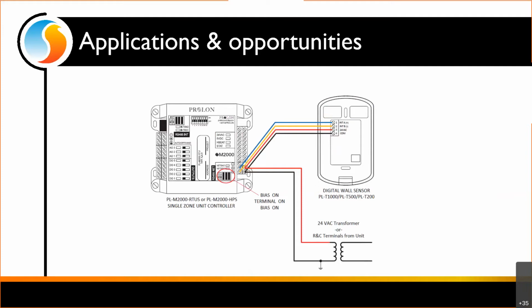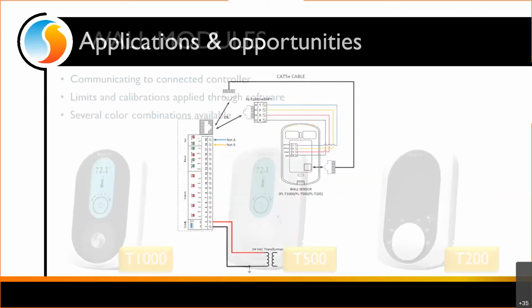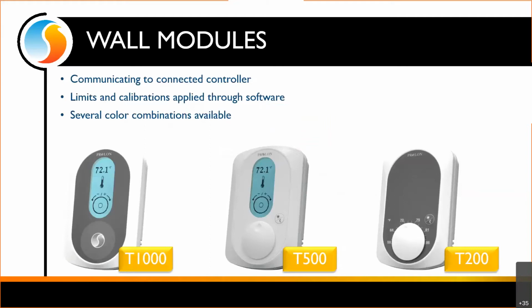Now, I'd just like to point out that all of these 3 wall sensors, the T200, the T500, and the T1000, are completely interchangeable in the sense that they all connect identically. So if ever you chose one and then you wanted to change paths and use a different wall sensor, but you've already installed one, no worries. They all connect exactly the same way.